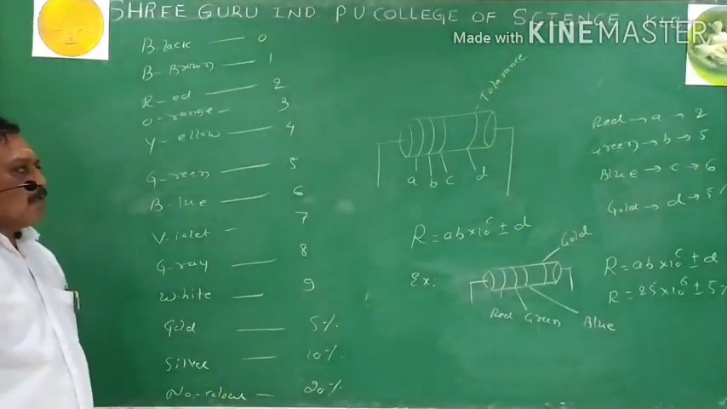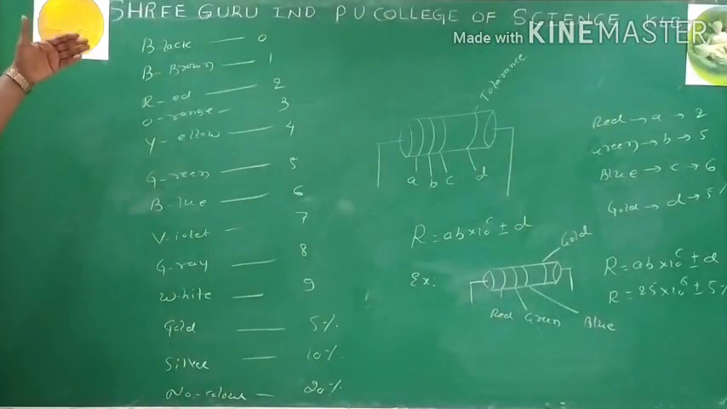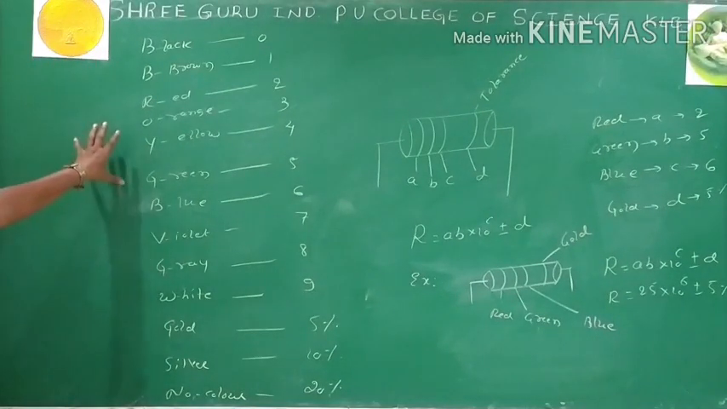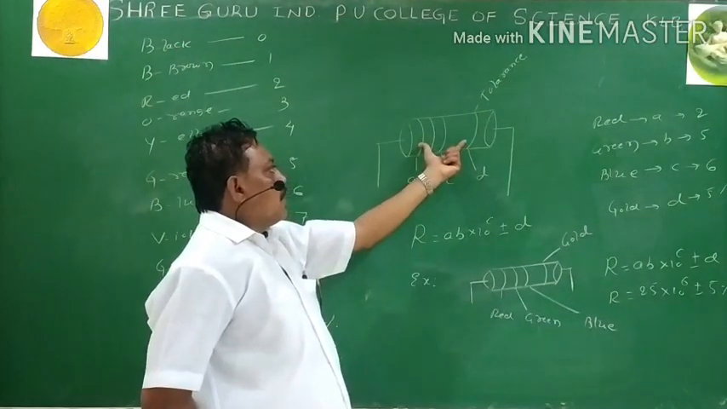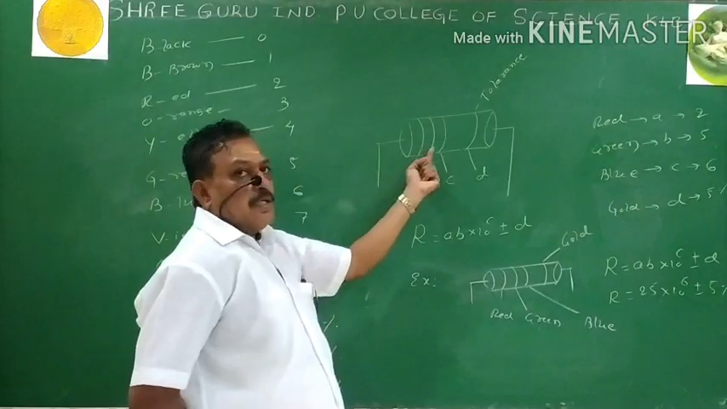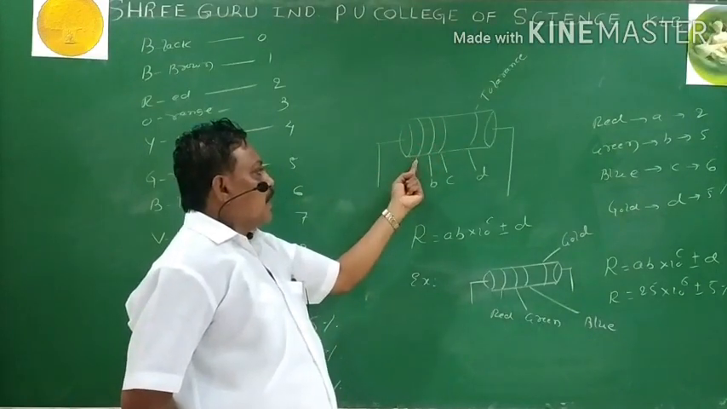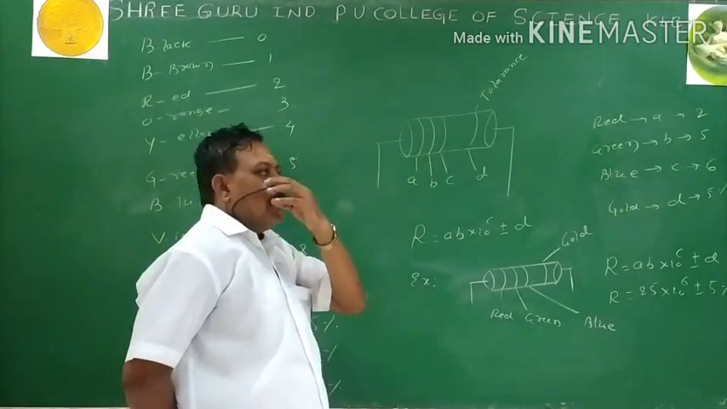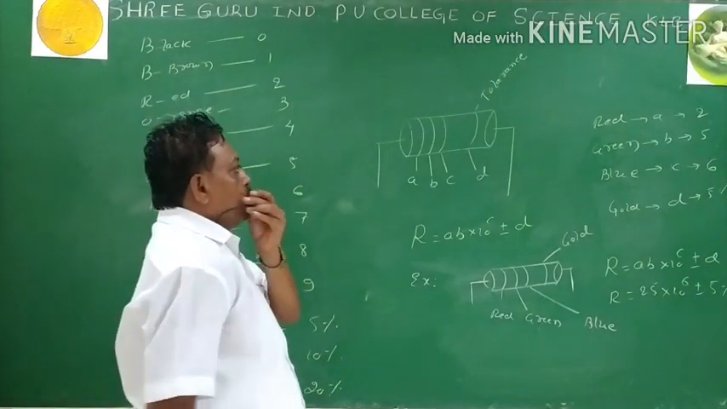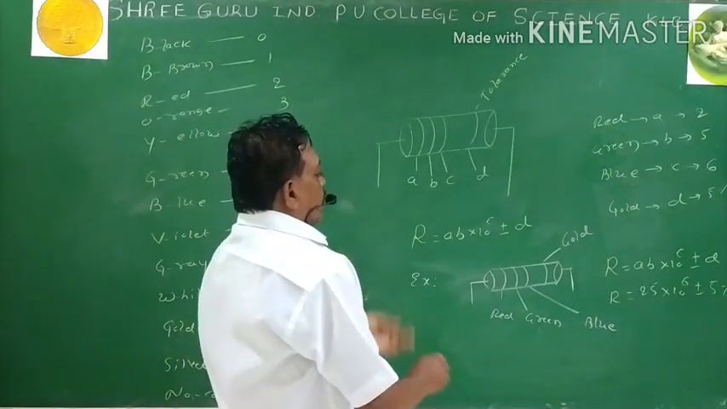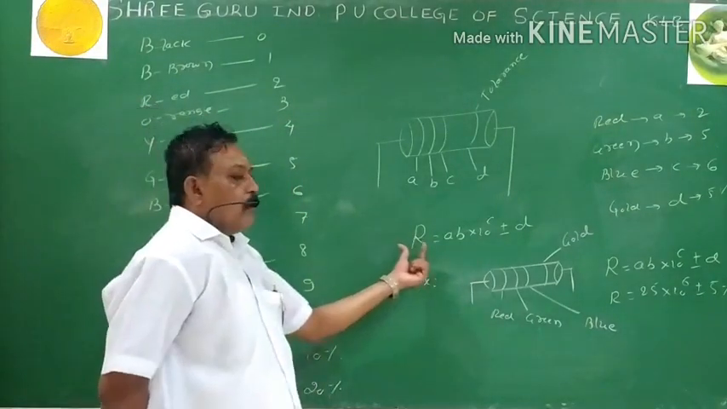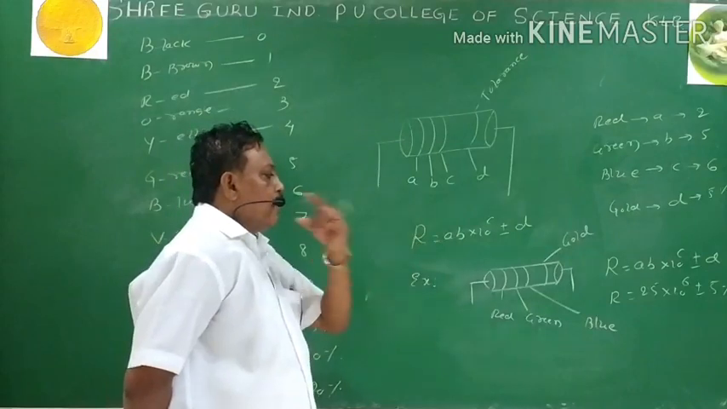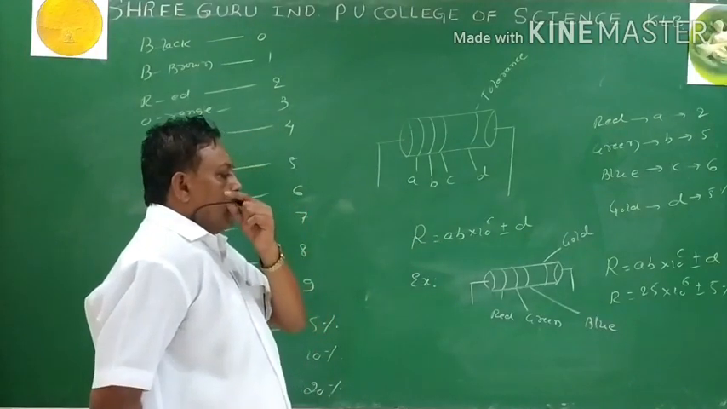Are you getting the point? Just glance at the board. This is our hint. By using the hint, this is our carbon composition resistor, which has 4 color bands. A is the first color band, B is the second color band, C is the third color band, and D gives the tolerance, in terms of percentage. So to calculate the resistance, we have the formula R equals AB into 10 to the power of C plus or minus D.